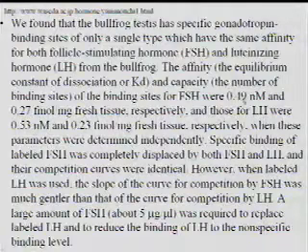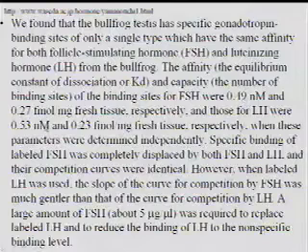Not so different, actually probably not statistically significantly different from that of FSH, therefore comparable or essentially the same affinities, and 0.23 femtomole per milligram fresh tissue Bmax. So those are also comparable or equivalent, when each of them was determined independently.